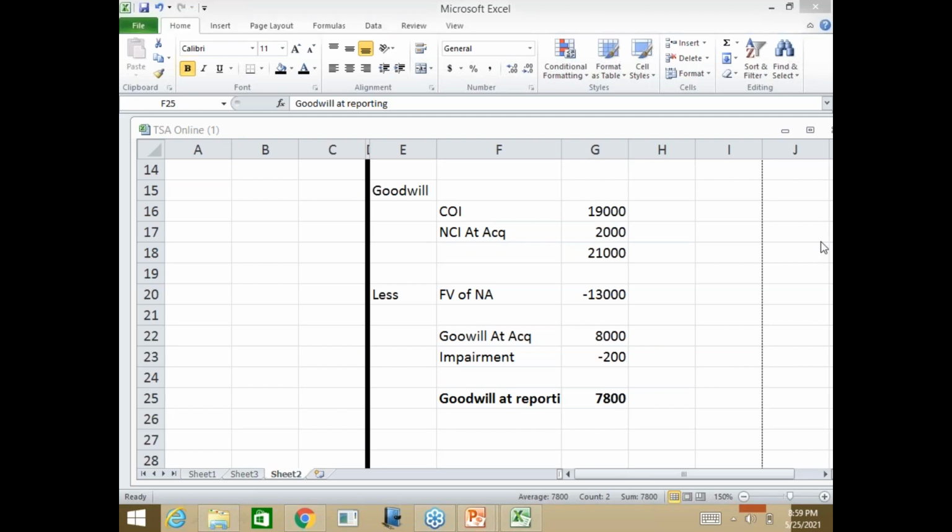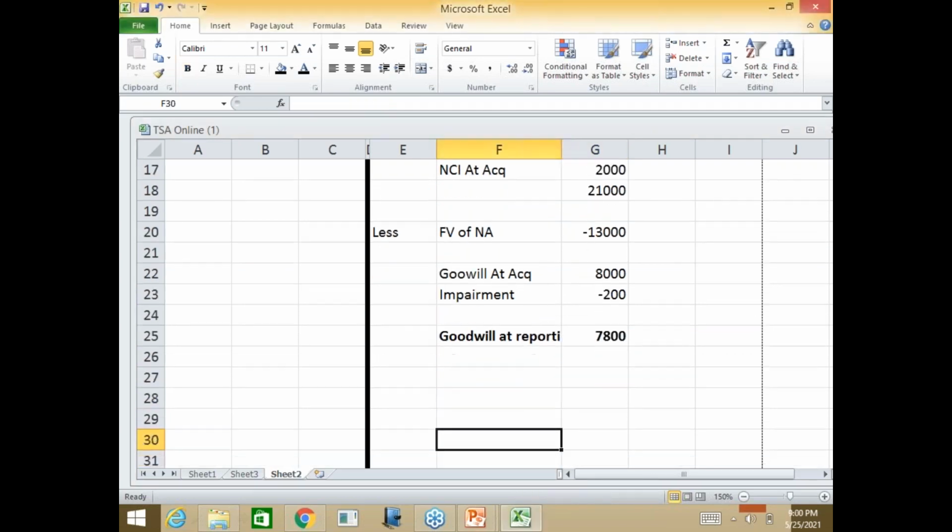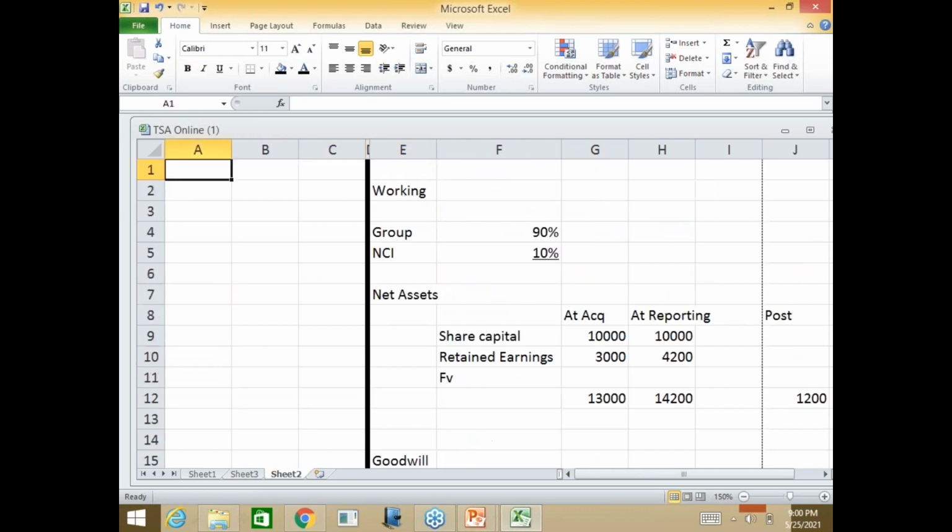Yes, you can use shortcuts for the workings. COI means cost of investments. But whenever you are going to prepare the balance sheet, you need to show the full amount. So the goodwill is presented here. So after the calculation of the goodwill, you can go and prepare your balance sheet.